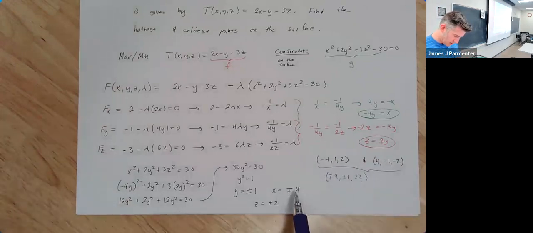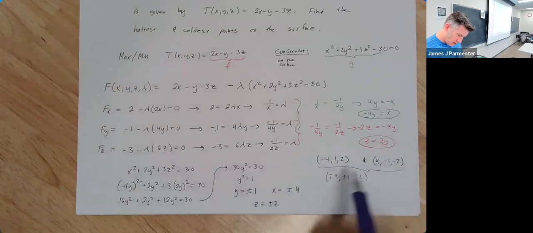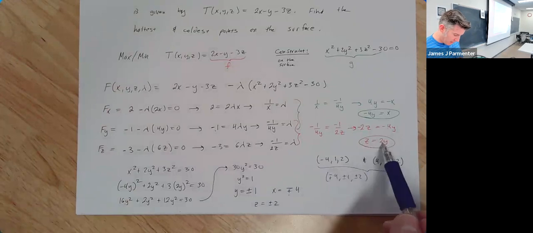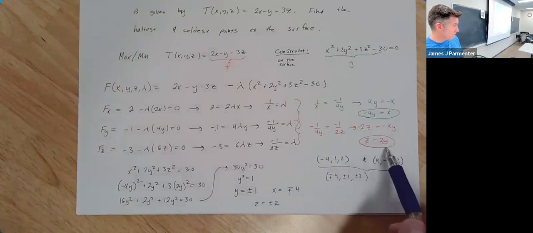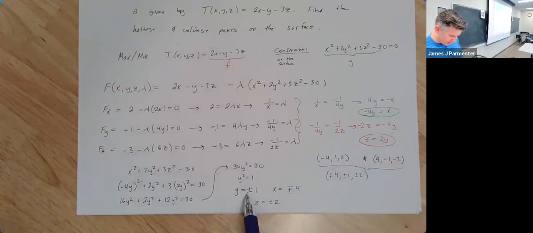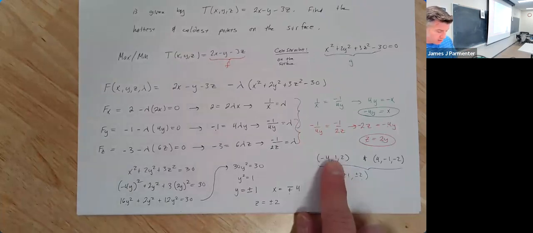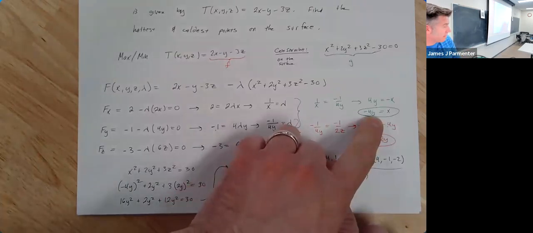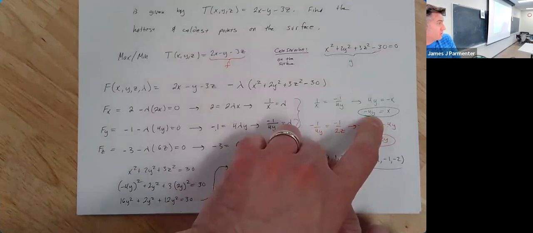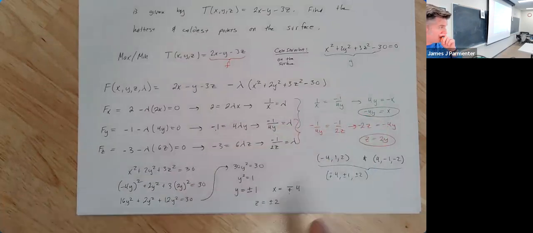Let's see. I'm not sure. Let's take a look. So z and y are the same sign. Z is equal to 2 times y. So if y is plus or minus, z should also be plus or minus. That would be incorrect. That is not a point because if y is 1, then x is negative 4, because x is equal to negative 4 times y.